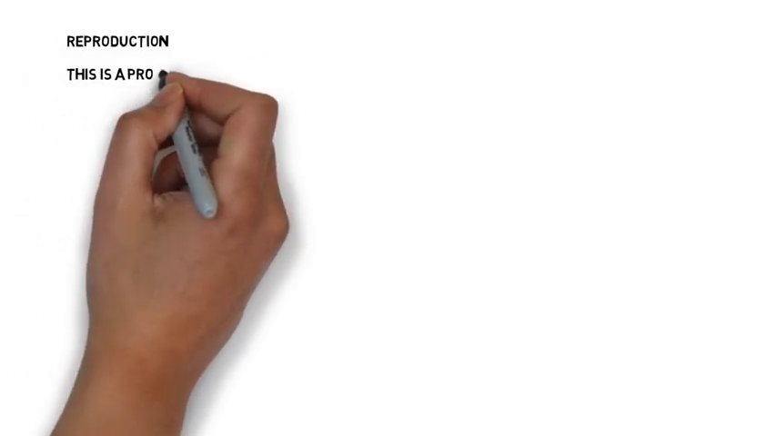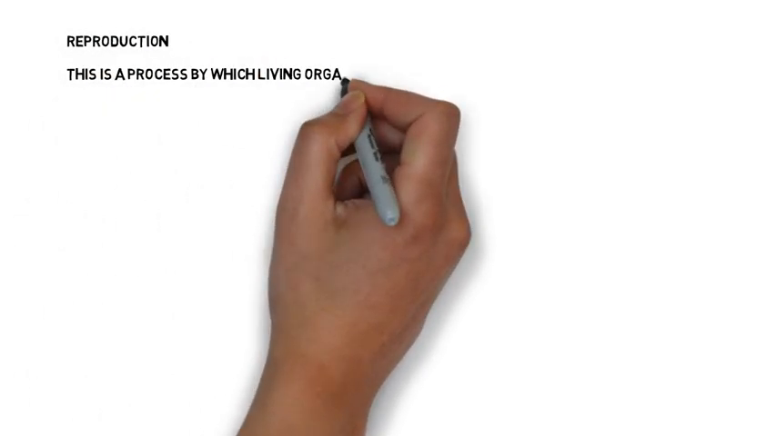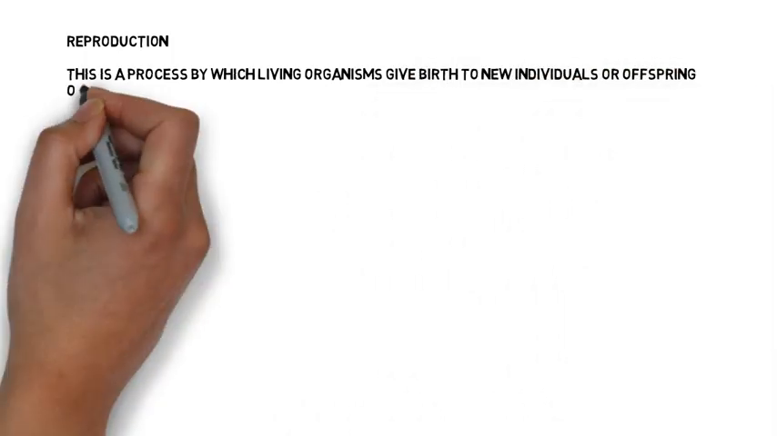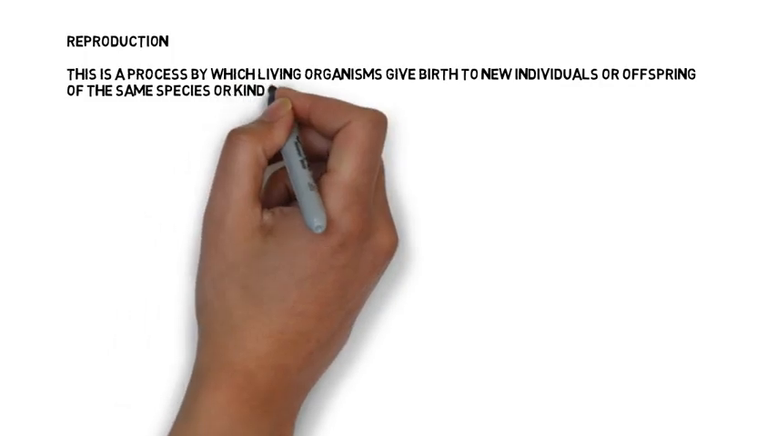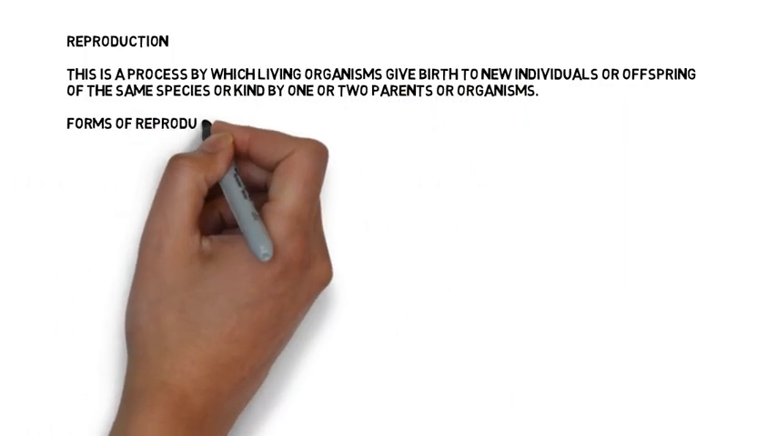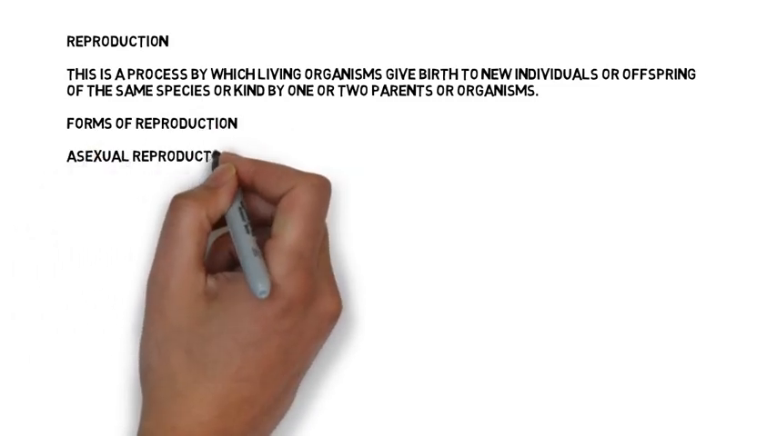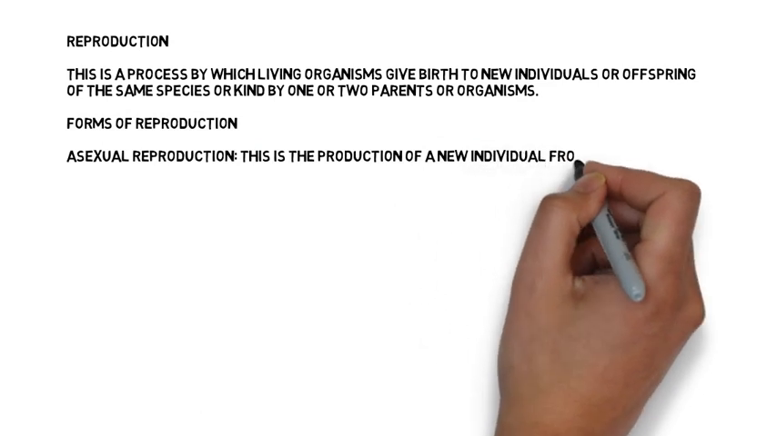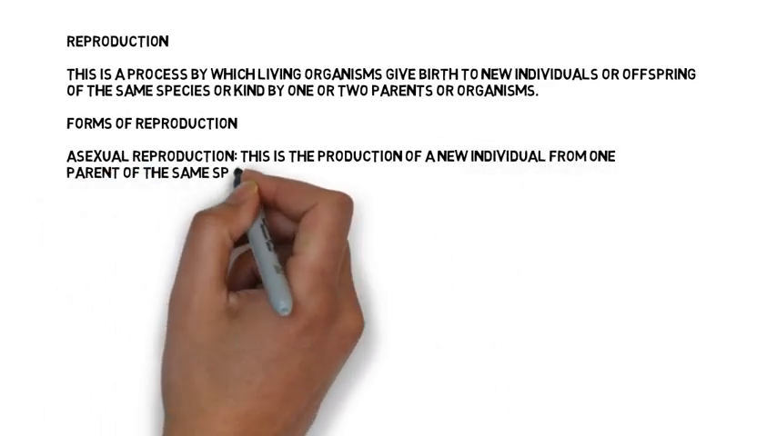7. Reproduction. Reproduction is the process by which living individuals or offspring of the same species or kind are produced from one or two parent organisms. Forms of reproduction. 1. Asexual reproduction. This is the production of a new individual from one parent of the same species. It requires one individual and does not require the union of gametes.